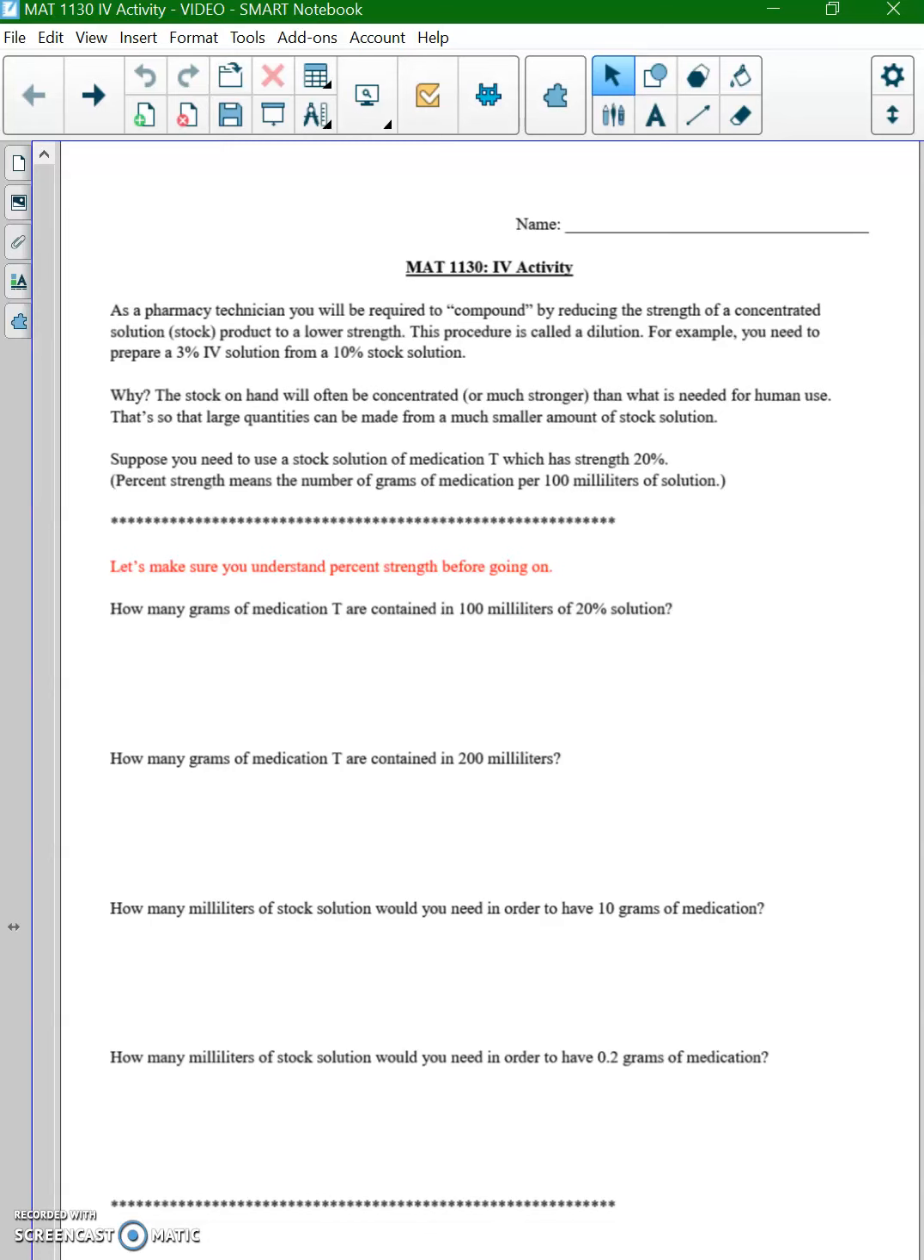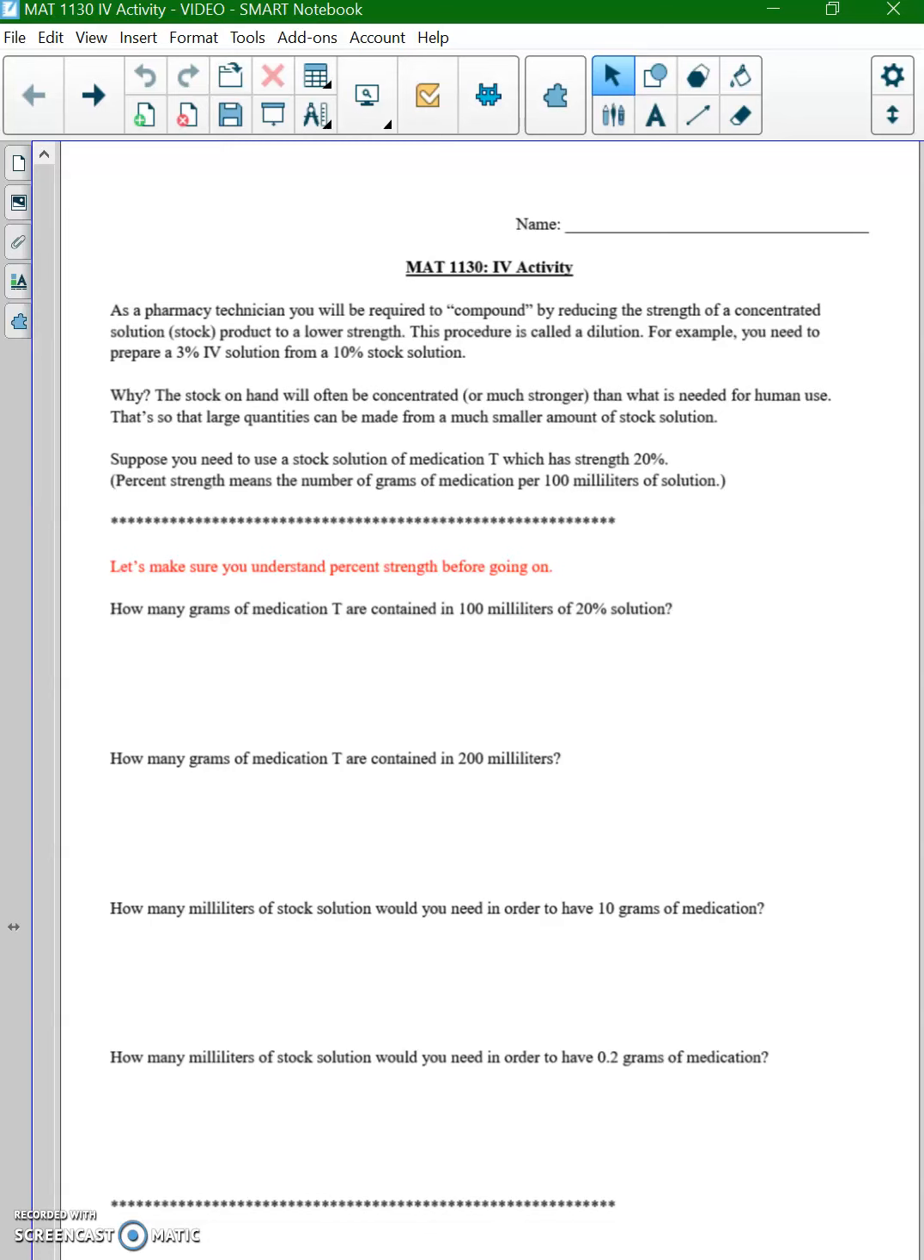So why does this happen? Well, the stock on hand is often going to be more concentrated, much stronger than what's actually needed for human use. That's so that we can make large quantities from it. Just like McDonald's uses the syrup to make your soda rather than storing cans or 2 liters or anything else, it's space efficient to then just be diluted and make larger quantities.